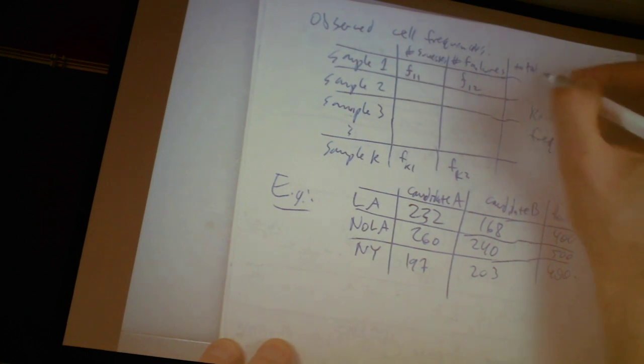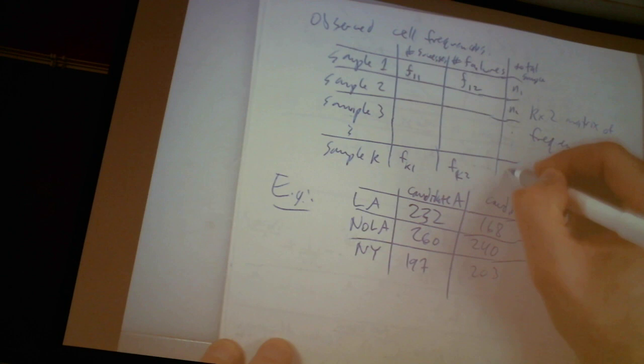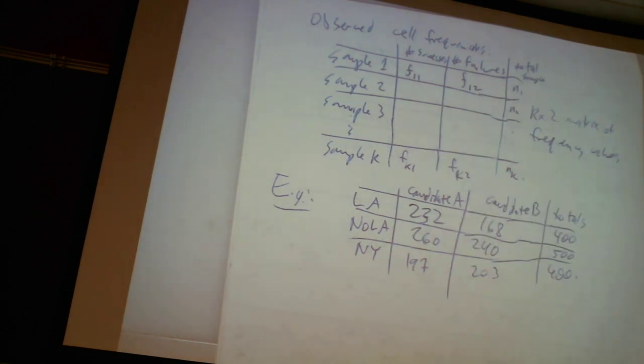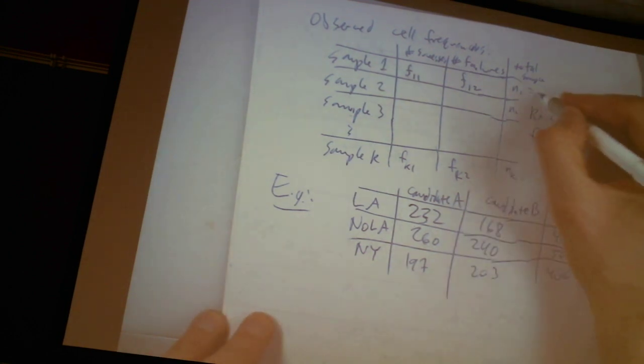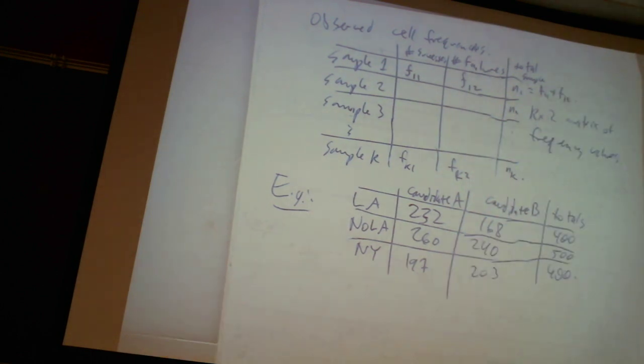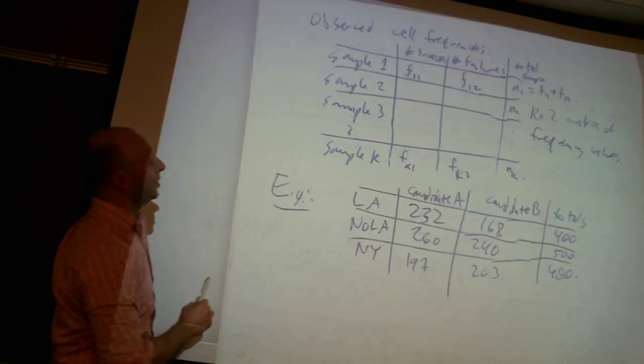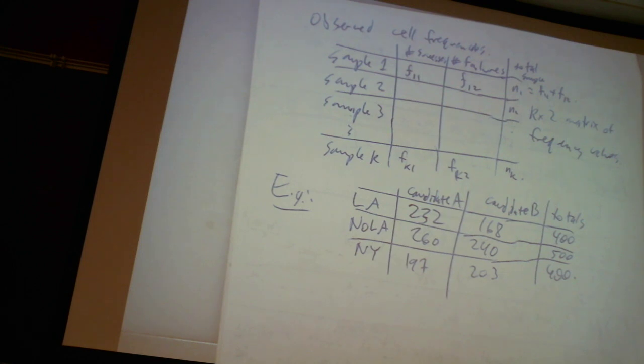Okay, so then there's a total number. The total sample, which we'll call N1, N2, down to NK. This is frequency 1 plus frequency 2, the failure plus the success. This is the total sample size in each sample.